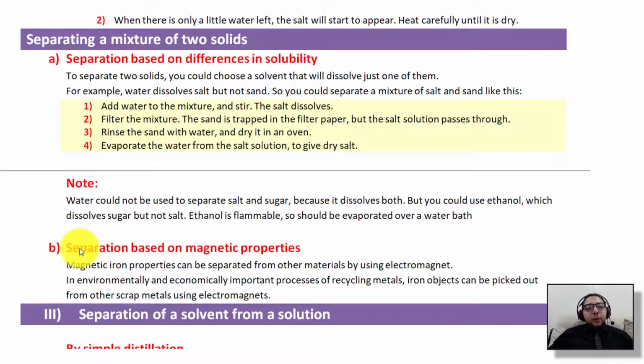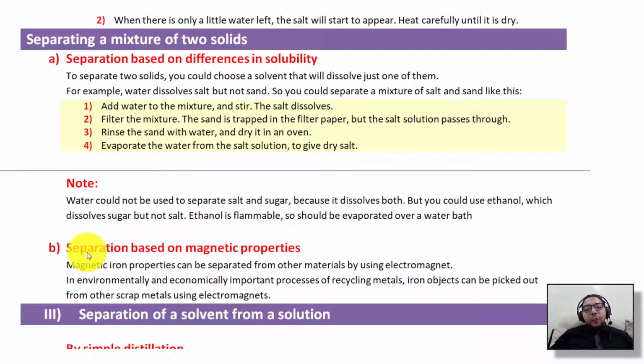The second method of separating a mixture of two solids is separating by the magnetic properties. So if we have two solids, one of them is magnetic, the other one is not magnetic, like sulfur and iron, sulfur powder and iron filings.